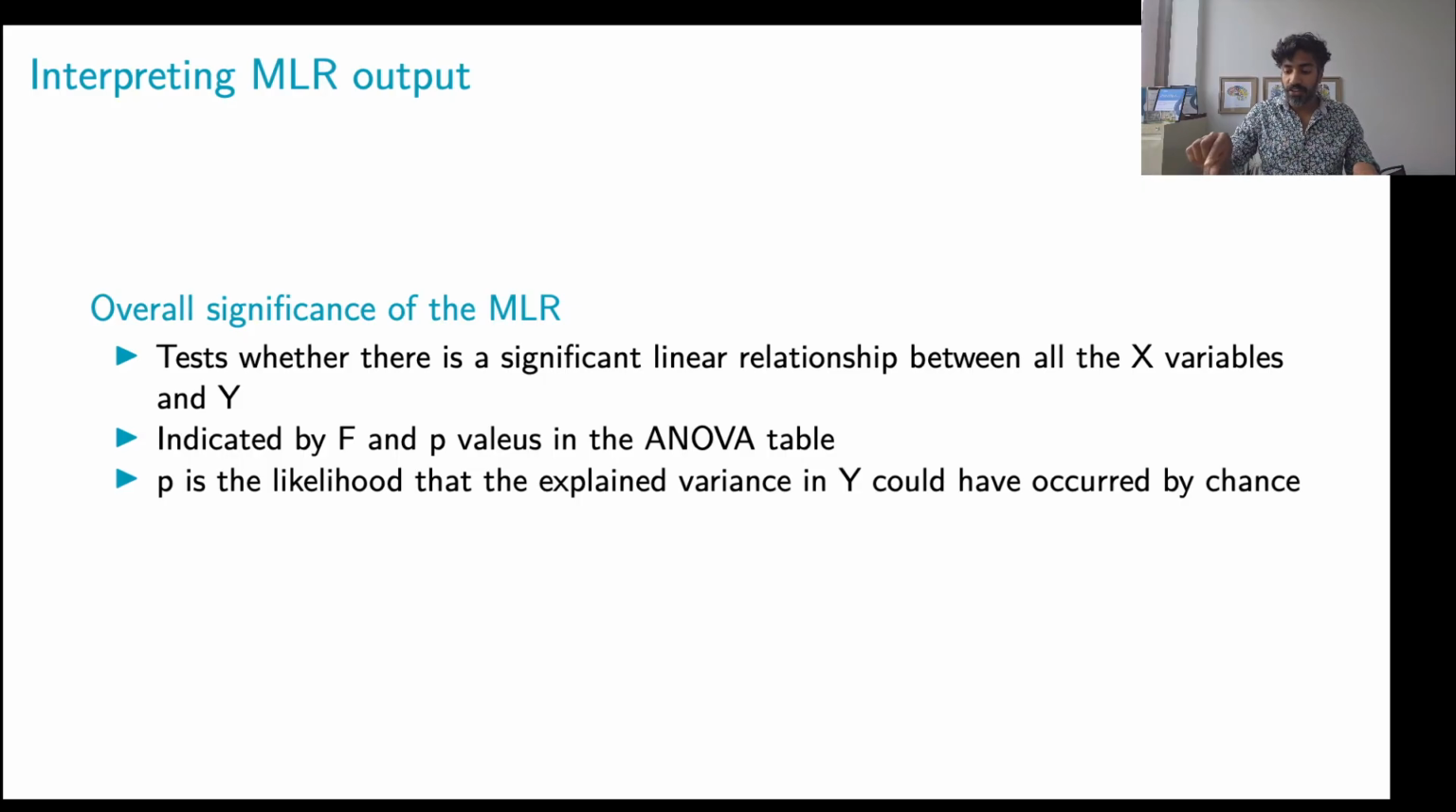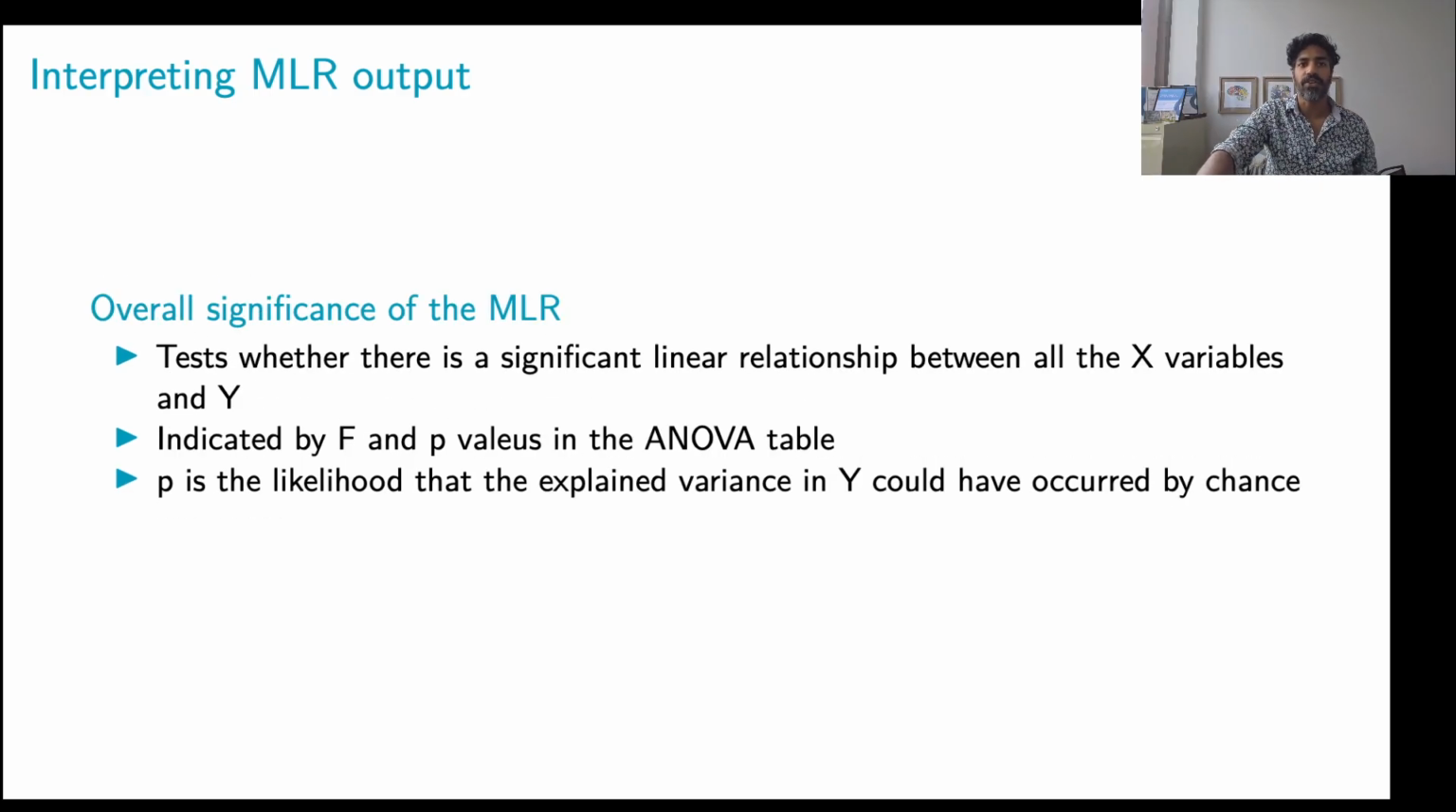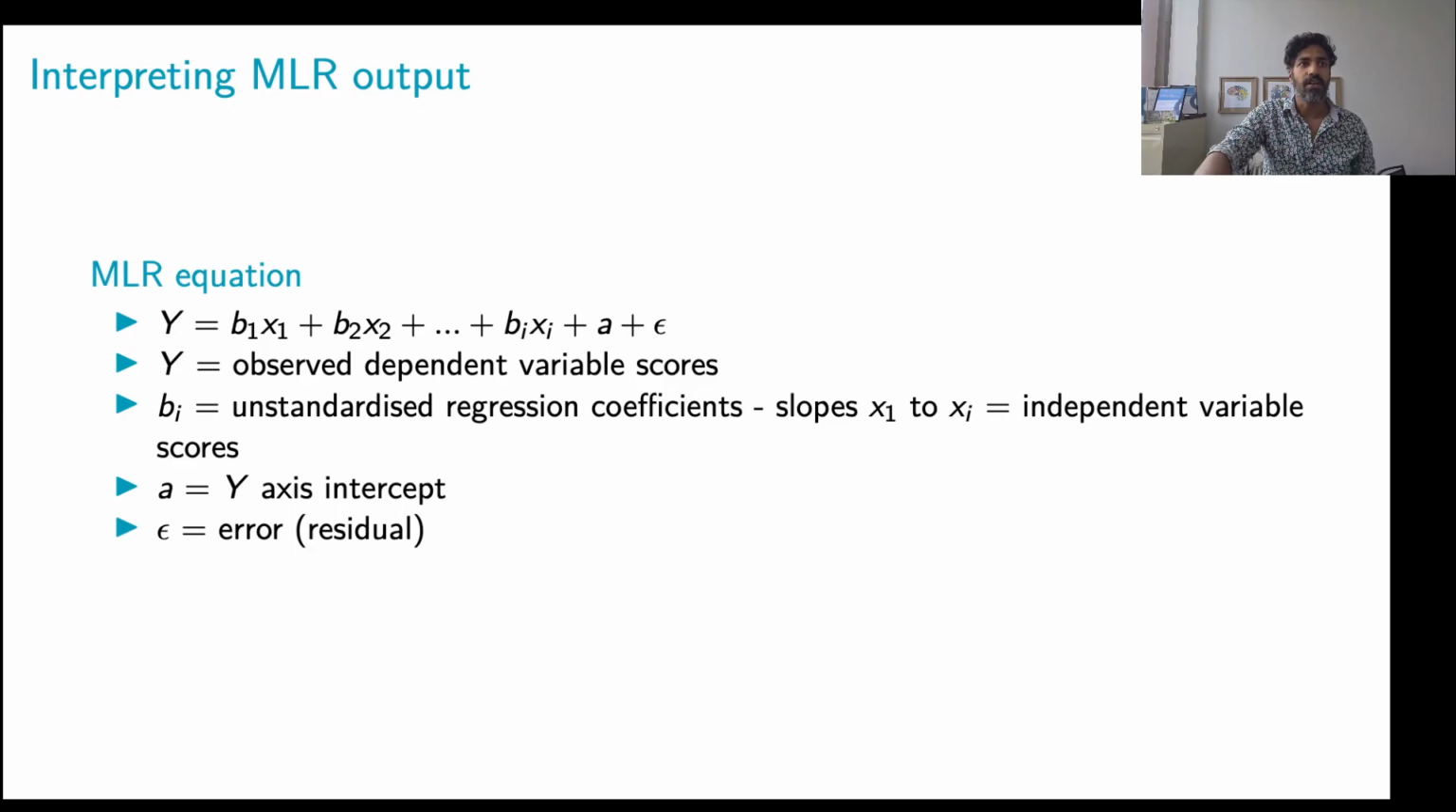So the choice as to what we choose as our independent variable of interest and what we're controlling for, in some ways, is theoretical. The model procedurally can be the same, and you just change which independent variable is the focus, and it controls for all others. So that's the overall significance of multiple linear regression models and each individual one, indicated by P and F values in the ANOVA table, which you see, and P is the likelihood that the explained variance in Y could have occurred by chance.